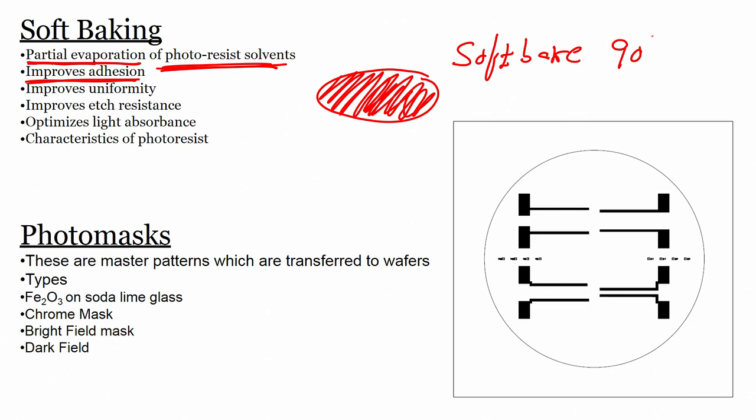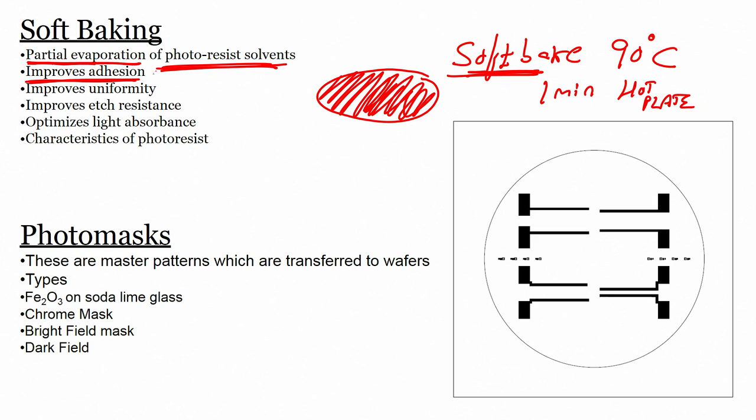This is done at 90 degrees centigrade for 1 minute on a hot plate, right. So, that you can do, and then the advantage of soft baking is that there is a partial evaporation of solvent. The photoresist solvents will get evaporated.